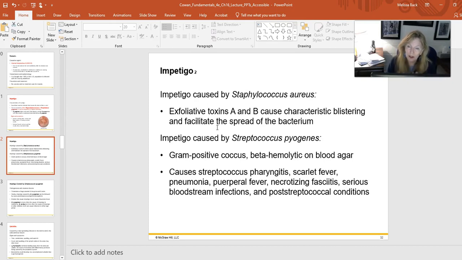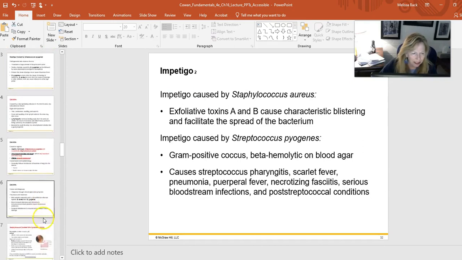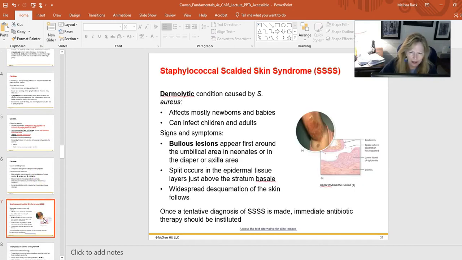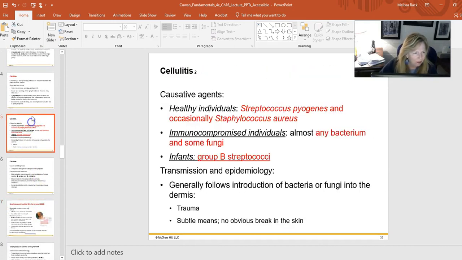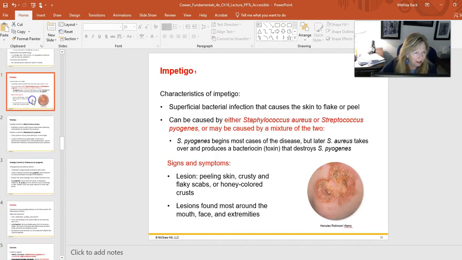Now let's look at a few other bacterial causes. Impetigo is very characteristic in how it presents itself. Oh, here's the picture. It causes kind of crusty, golden, yellowish lesions that appear on the skin. And it's very diagnostic of impetigo.